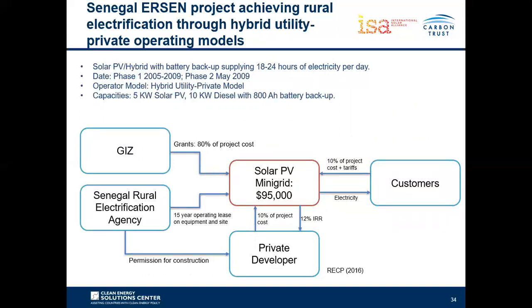But here we can see that the project was successfully developed. The developer got his 12% internal rate of return, and the customers got electricity when they previously didn't have electricity before. So this is rural electrification using mini-grids under a utility private operator model.